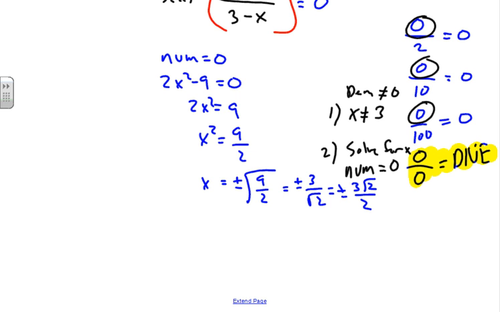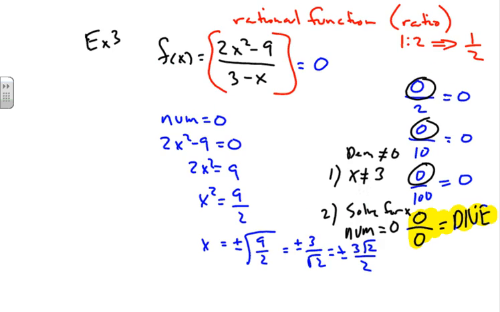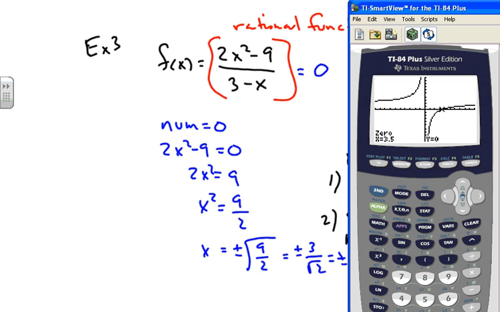You can verify this on your graphing calculator. Just to verify, you can punch in 2x squared minus 9, and divide that by the quantity 3 minus x. And then we're going to graph this. And hey, what do you know? That's a cool, neat looking graph. And we see our 2 zeros there.